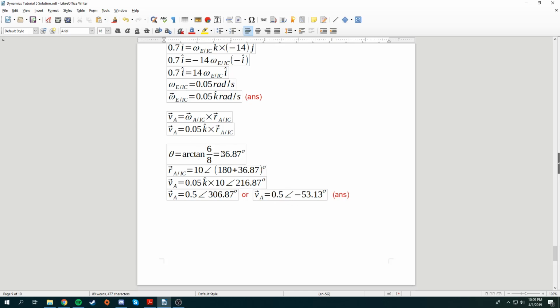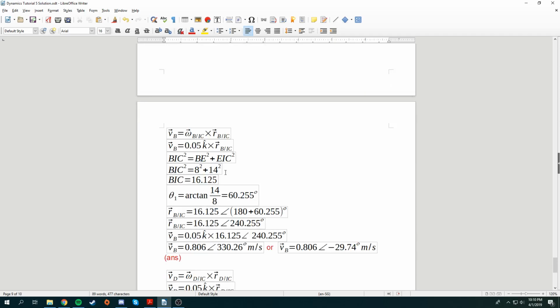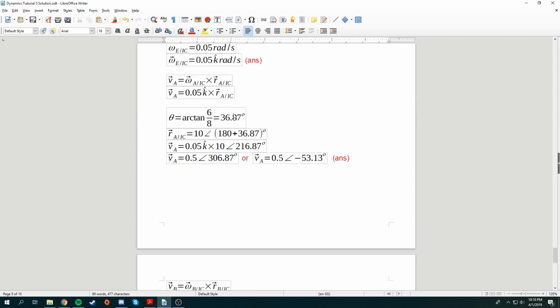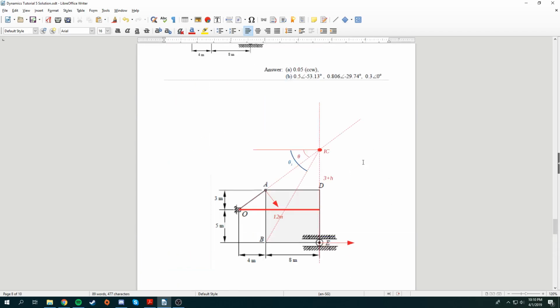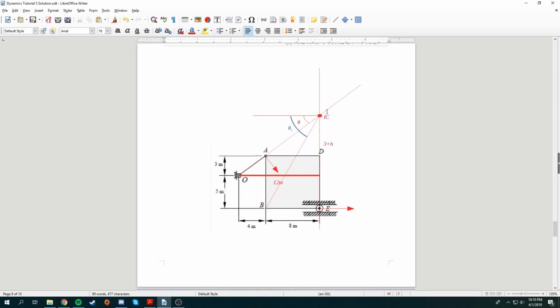And then the way to find velocity of B and velocity of D is the same as finding velocity of A. So velocity of B is just angular velocity of B from IC crossed with position vector of B from IC. So angular velocity is the same, 0.05. Then to find position vector of B from IC, I draw one line over here and I try to find this length. This length can be easily found through Pythagoras theorem, because I know what is this length, I know what is this length. This is 8 over here, this is also 8 plus 6, so this is 14.